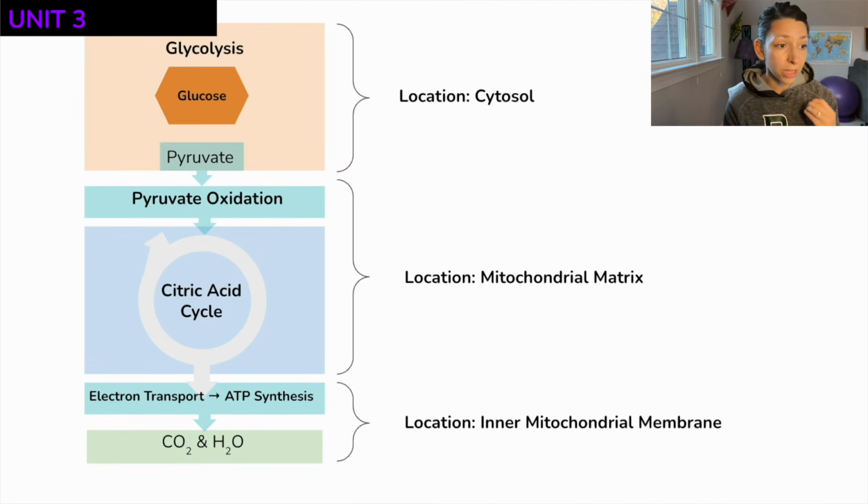It occurs in the cytosol, so outside the mitochondria, and then we're going to be in the mitochondrial matrix where the citric acid cycle occurs. Finally, we have oxidative phosphorylation in our electron transport chain, and that's across the inner mitochondrial membrane because we have to establish a proton gradient to get ATP synthase working. And remember, oxygen is our final electron acceptor at the end of all of those pathways.